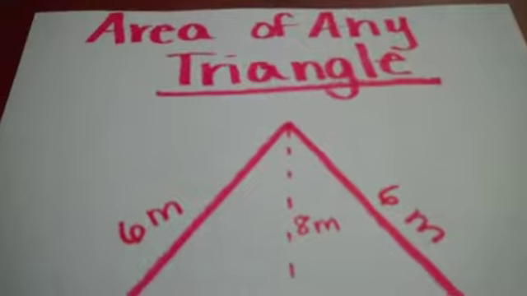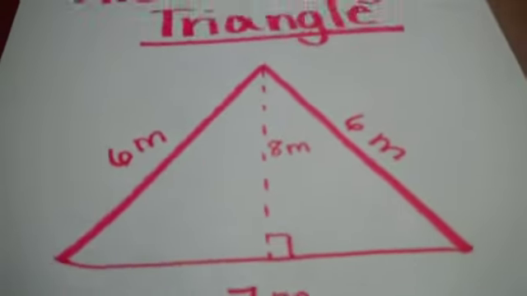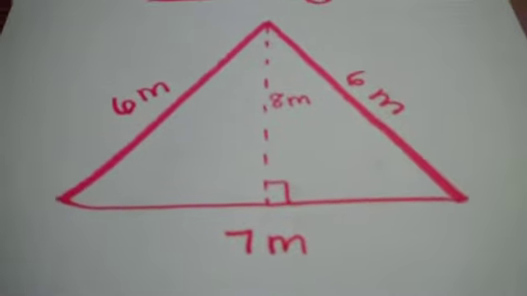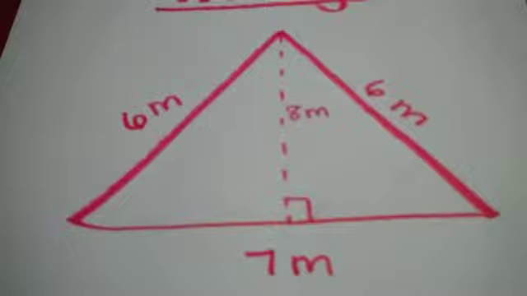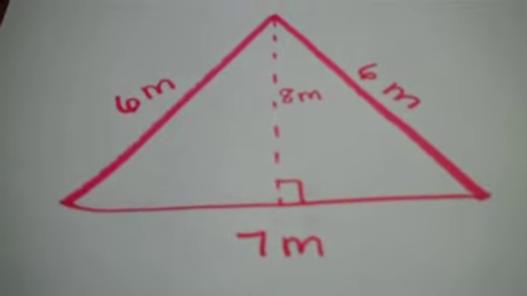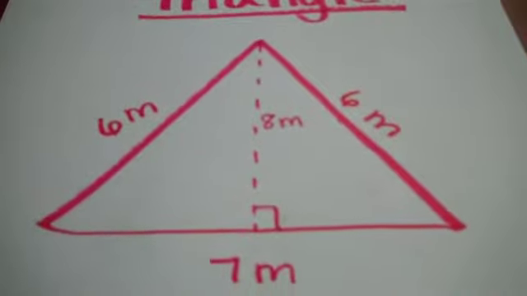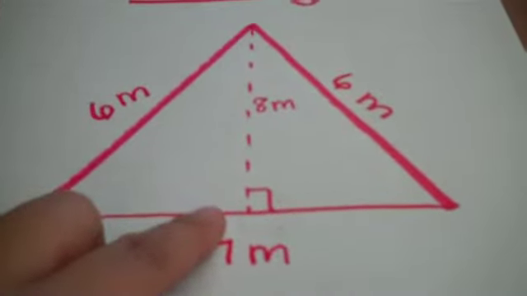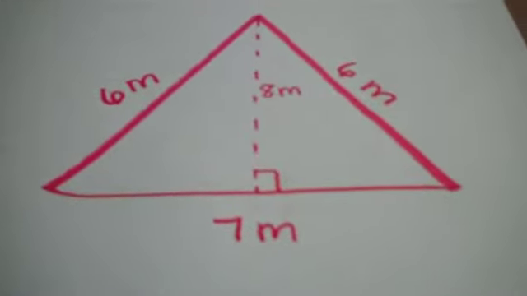Guys, today we're going to talk about how to find the area of any triangle. Below I've already drawn a triangle. This is similar to an equilateral triangle, although all three sides are not equal, so it's not quite one. You can see that I've given my triangle the dimensions 6 meters by 6 meters by 7 meters with a height of 8 meters.